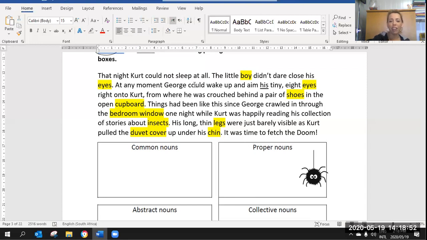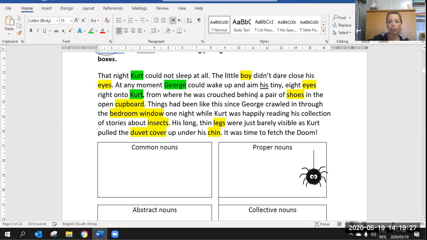So, in the first sentence, let's go to proper nouns. Now, those are usually, like I said, easy to identify. We just look for all the capital letters, except for the ones that start off a sentence. That's not necessarily a proper noun, hey? All sentences start with a capital letter. So, in that first sentence, we can immediately see the name there, Kurt. So, let's make that a different color. Kurt could not sleep at all. The second sentence, little boy didn't dare close his eyes at any moment. George, another proper noun. George could wake up and aim his tiny eyes right onto Kurt.